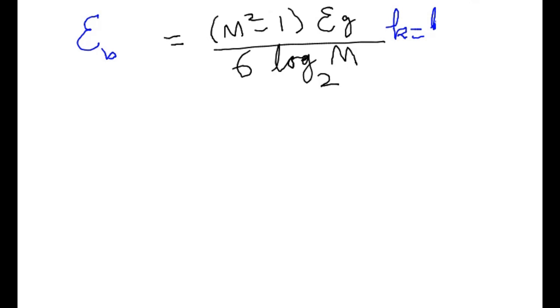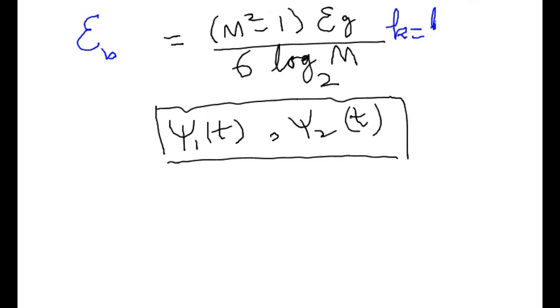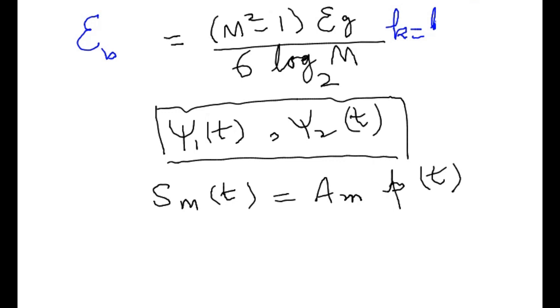Let me use the pulse p of t to find the orthonormal basis function. Keep in mind that for orthonormal basis functions, we earlier used the notation psi 1 of t and psi 2 of t when we were discussing the signal space concept. Now here, our signal SM of t, the PAM signal, can be expressed as this one. A baseband signal can be expressed as p of t, or you can also represent it in the form of the gate pulse g of t.